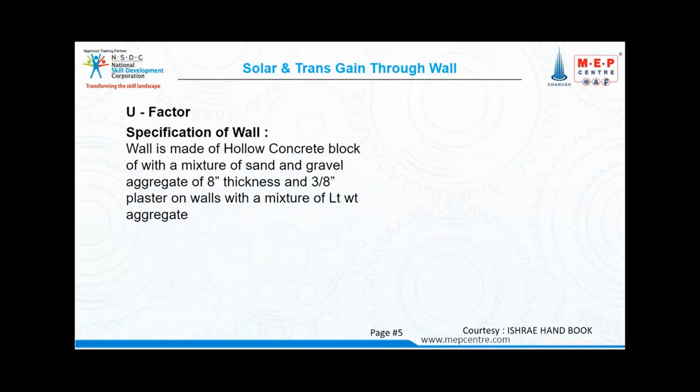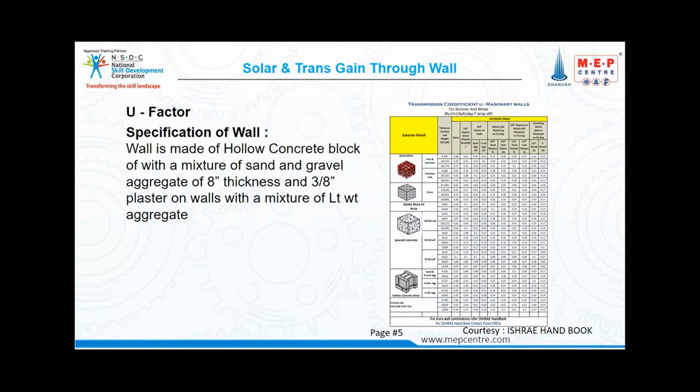Next, we need to consider the U factor, so the specification of the wall. Who will give the specification? The wall specification is provided by the architect. The wall is made of hollow concrete block with a mixture of sand and gravel aggregate of 8-inch thickness and 3 by 8-inch plaster walls with a mixture of lightweight aggregate. So from page number 5, the U factor is 0.43 BTU per hour per square feet per degree Fahrenheit.